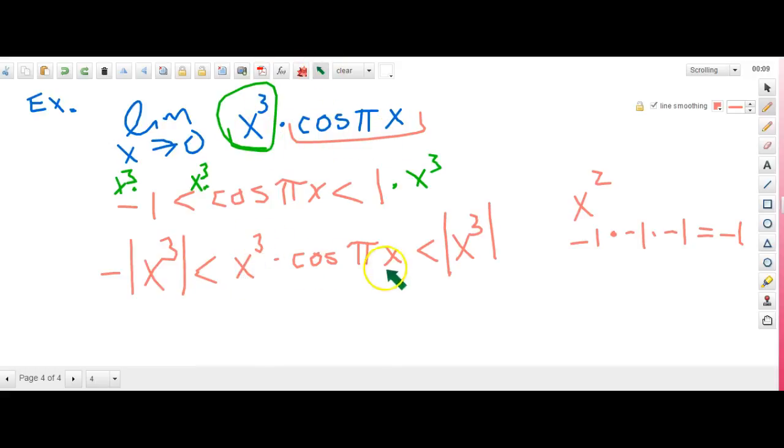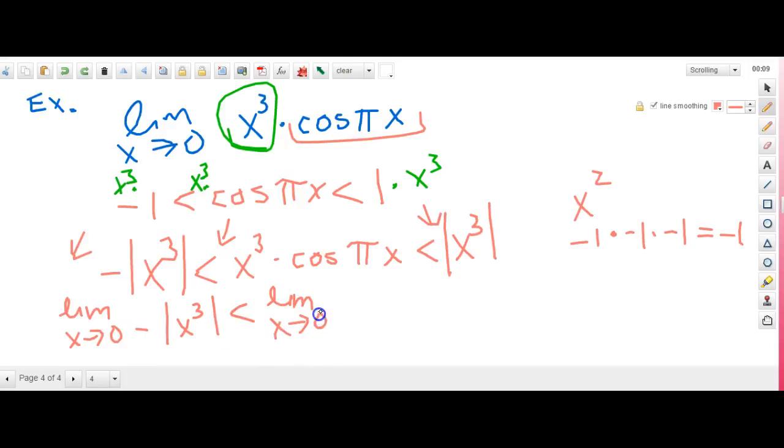We have our x cubed cosine pi x. Now we need to put in the limit. So we're going to put the limit in front of everything. Again, what you do to one thing, you have to do to all three sides. So all of these are now going to have the limit as x approaches 0: negative absolute value x cubed, limit as x approaches 0 of x cubed times cosine pi x, limit as x approaches 0 of absolute value of x cubed.